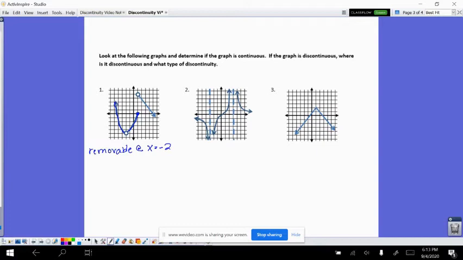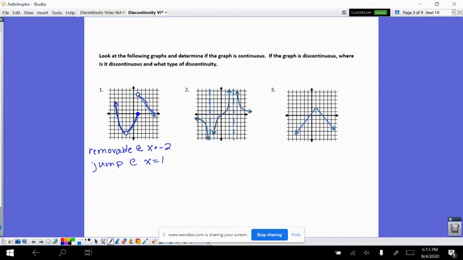Now this piece of the graph ends right here at an x value of 1, and our pencil has to jump up to keep tracing the graph. So for this piecewise function, there's also a jump discontinuity, and that's at a value of x equals 1. So we can have more than one.